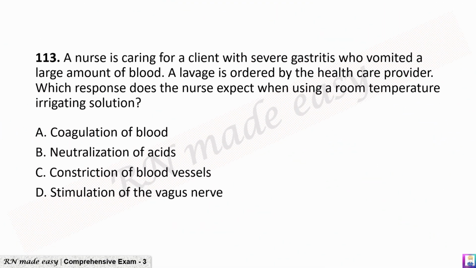Question 113. A nurse is caring for a client with severe gastritis who vomited a large amount of blood. A lavage is ordered by the healthcare provider. Which response does the nurse expect when using a room temperature irrigating solution? A. Coagulation of blood. B. Neutralization of acids. C. Constriction of blood vessels. D. Stimulation of the vagus nerve.